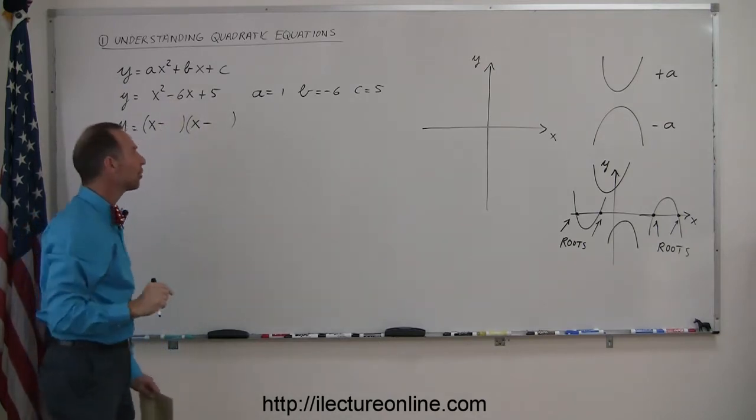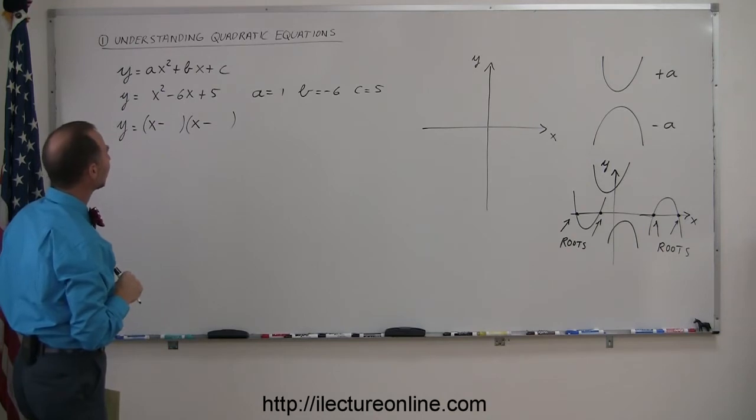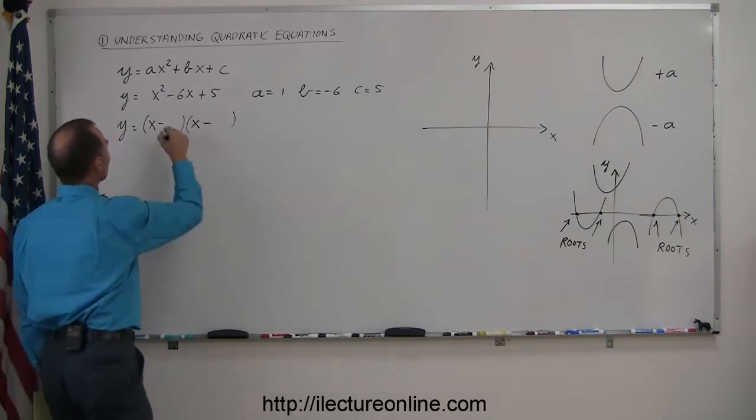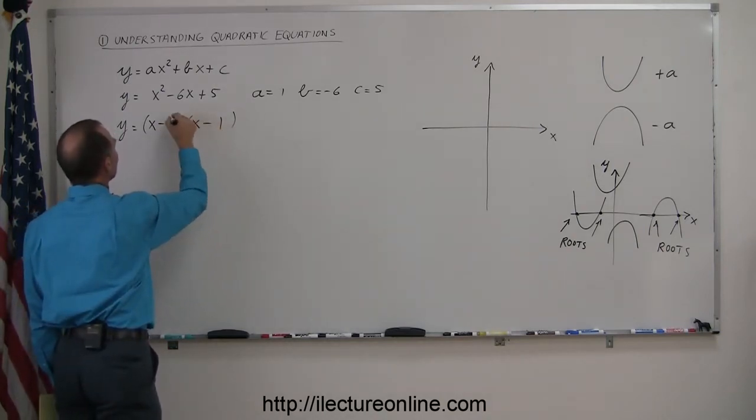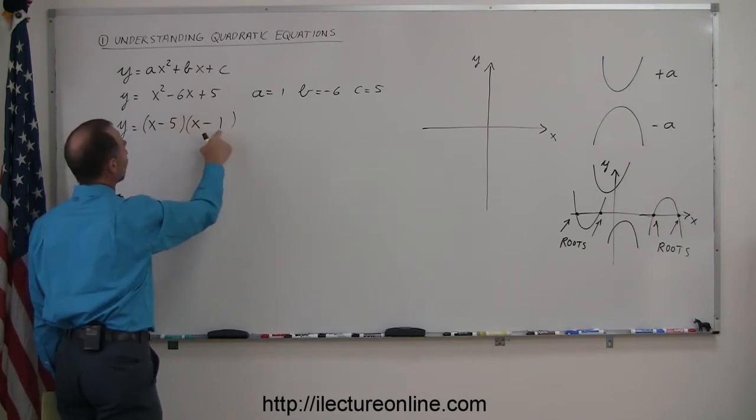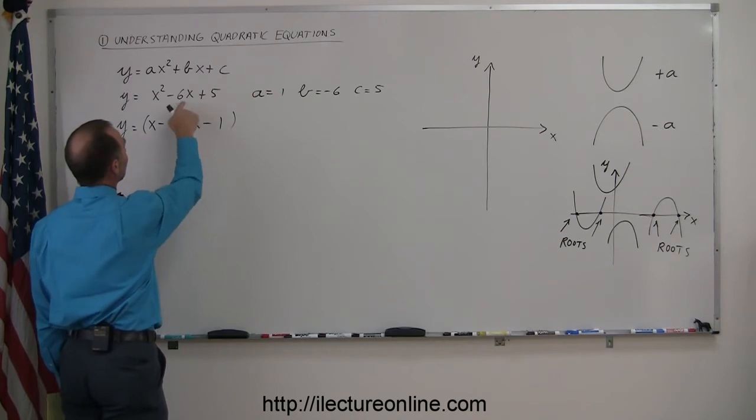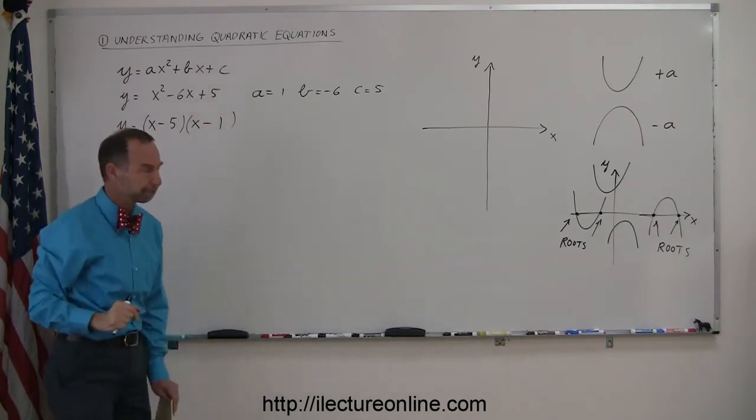So now we're looking for two numbers that, when you multiply them, you get a 5, and when you add them, you get a 6. So it looks like a 5 and a 1. Because if I multiply x times a negative 1 and multiply negative 5 times an x and add them together, I get a negative 6x, my middle term. All right.